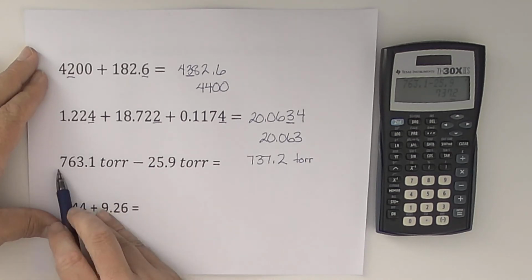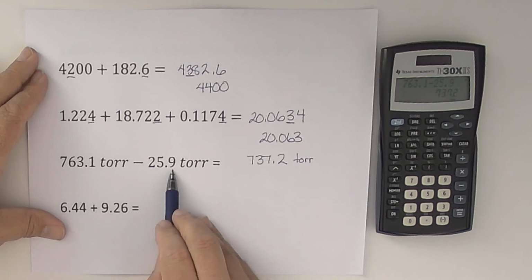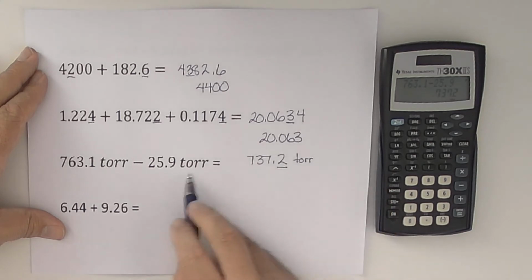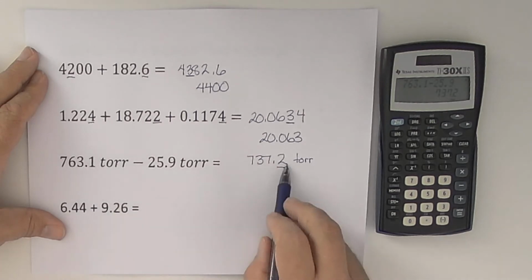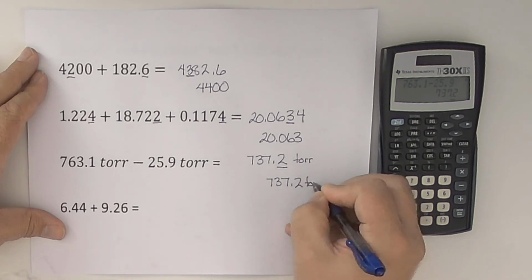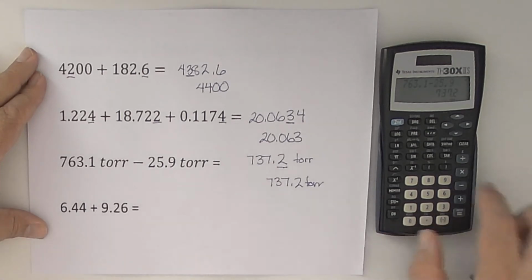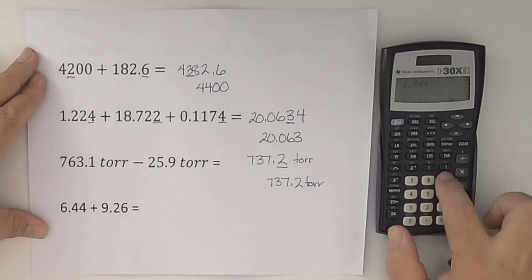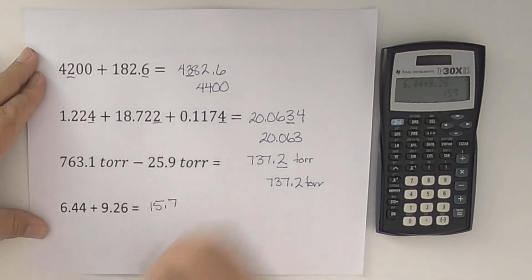And then as we look at this, we're not counting 1, 2, 3. Here's the last significant digit, 1 digit after the decimal. Here's the last significant digit, 1 digit after the decimal. My answer should go to 1 digit after the decimal, the least certain digit here, and my answer is 737.2 torr. In this case, my calculator gave me the right answer, but you can't really trust that. Okay, 6.44 plus 9.26, 15.7.